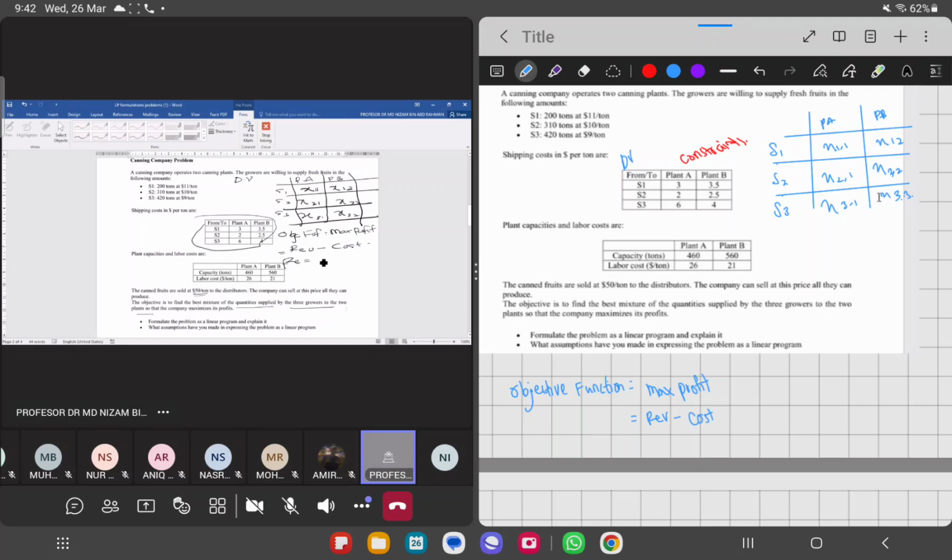Does it make sense? Yes, Doctor. Okay, so that's revenue, correct. Revenue equals 50 times X11 plus X12 plus X21 plus X22 plus X31 plus X32. That's my revenue.